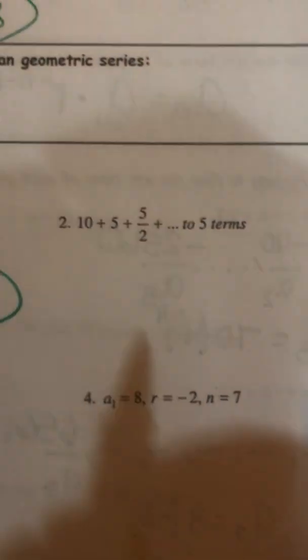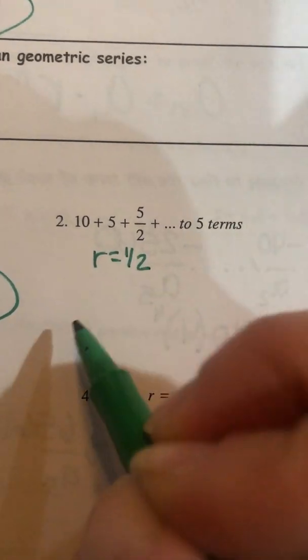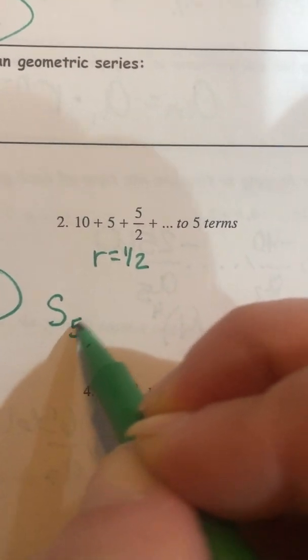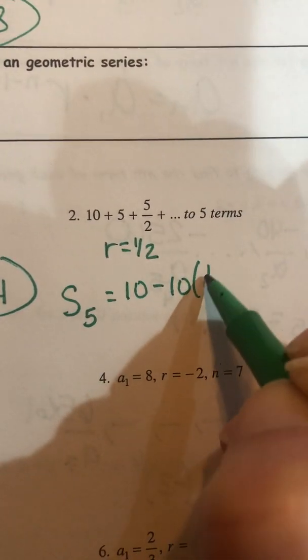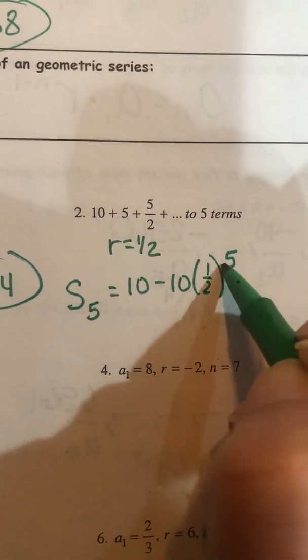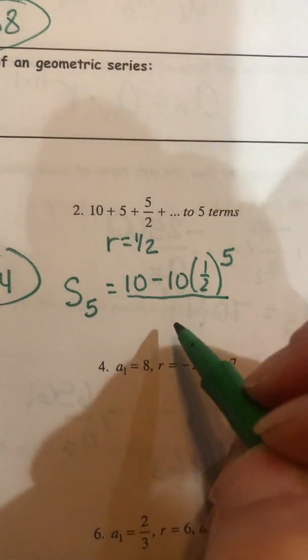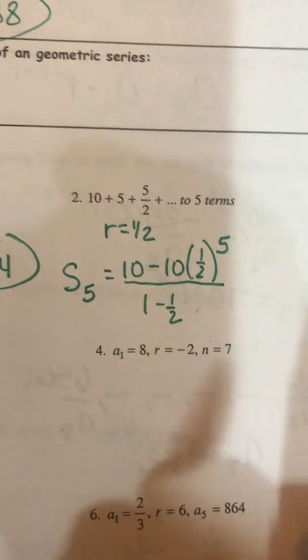You can get some kind of crazy answers here. So like here, again, we're only adding up 5 terms. The common ratio looks like a half. I'm going to do it with the formula though. The sum of the first 5 terms is a sub 1 minus a sub 1 r to the n. And that's just the n, by the way, not the n minus 1, like the other one was.